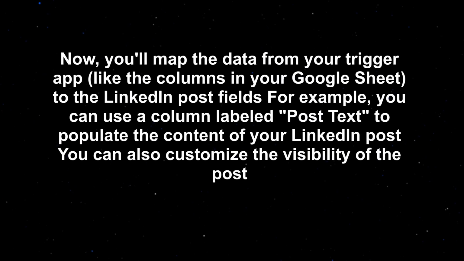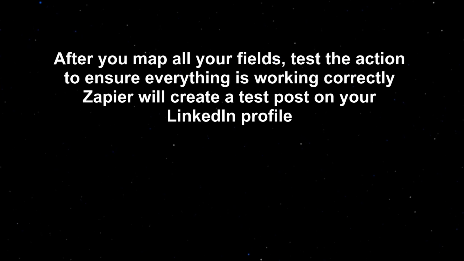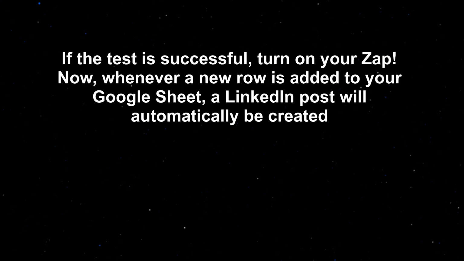Now, you'll map the data from your trigger app, like the columns in your Google Sheet, to the LinkedIn post fields. For example, you can use a column labeled Post Text to populate the content of your LinkedIn post. You can also customize the visibility of the post. After you map all your fields, test the action to ensure everything is working correctly. Zapier will create a test post on your LinkedIn profile. If the test is successful, turn on your Zap. Now, whenever a new row is added to your Google Sheet, a LinkedIn post will automatically be created.